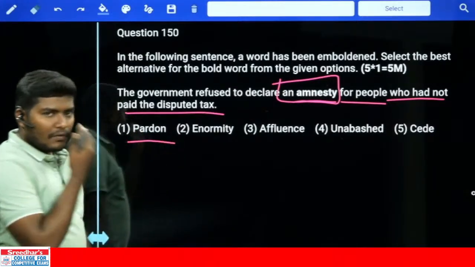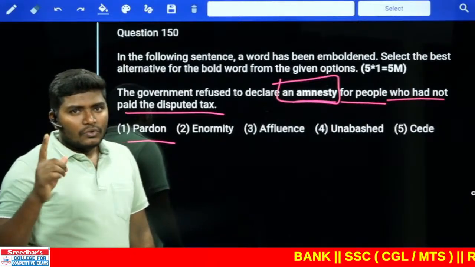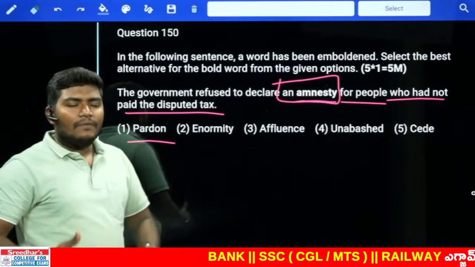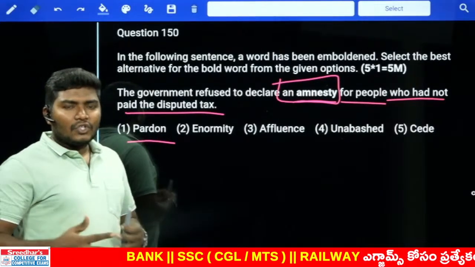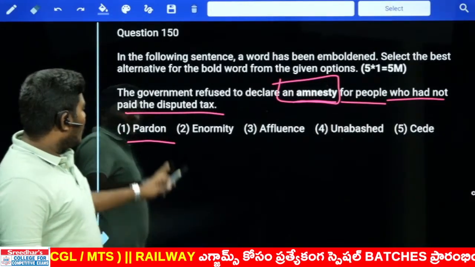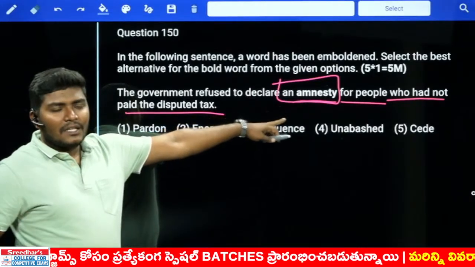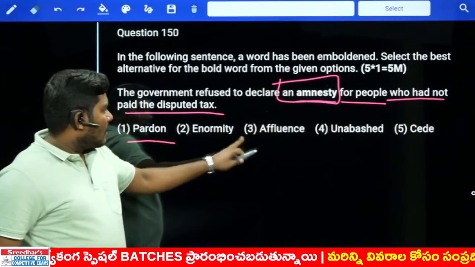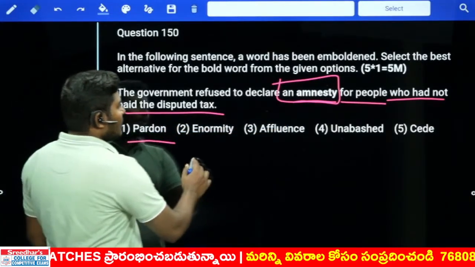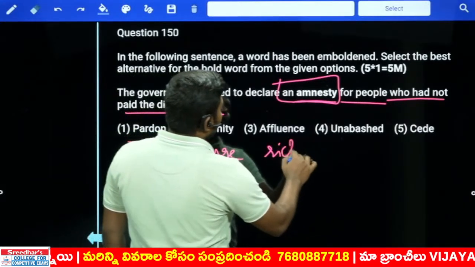Pardon. For example, if you take the present scenario, if you don't pay tax, you will be immediately punished. So the government should actually give some relaxation so that people could pay later when they have the money. Now here they are not actually giving any amnesty. Amnesty is nothing but to help others. Okay, basically look at the other words. Enormity, something which is very huge. Affluence is nothing but being very rich.